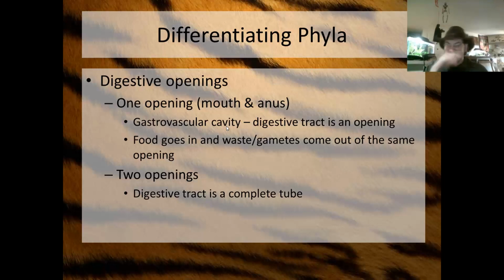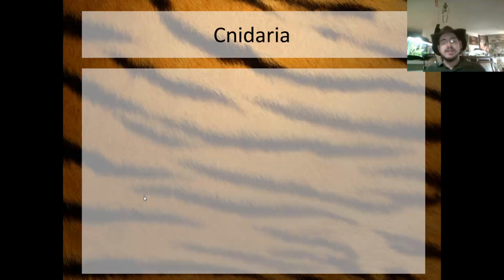Well, there's one involution for an organism that has a single gastrovascular cavity. Only one involution. Two involutions in the gastrula occur when you are having a complete digestive tract, so we have a separate mouth and anus. So we might call a single opening an incomplete digestive tract and two openings a complete digestive tract. All right. So now that we've talked about openings, let's look at Cnidaria.